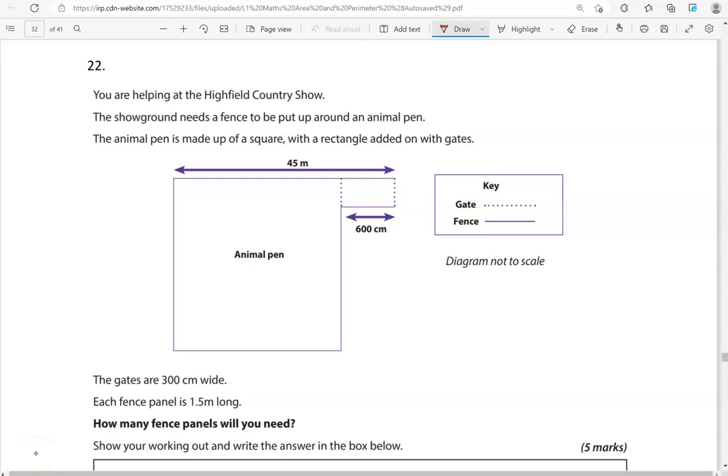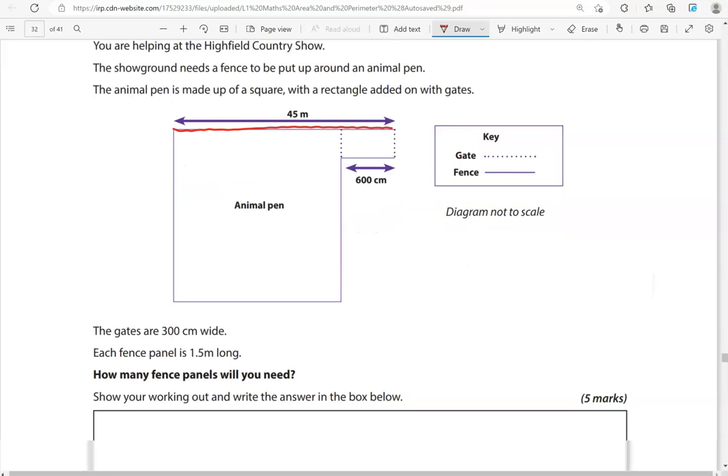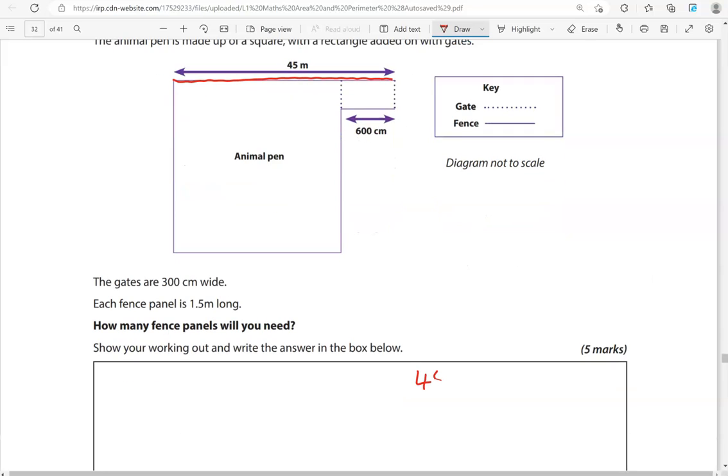Okay, so it's about fencing, so we're working out the perimeter. We're not going to include these dotted lines. I will start here. So we've got 45 meters. And then we've got the width.